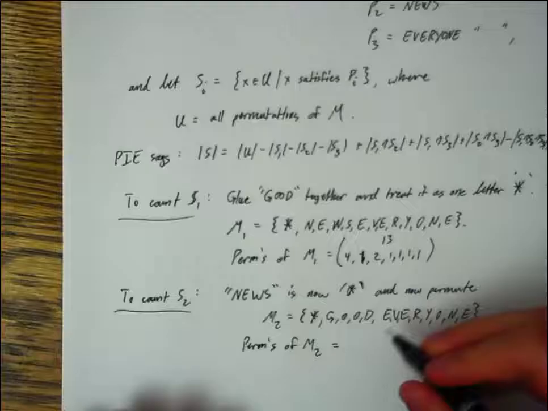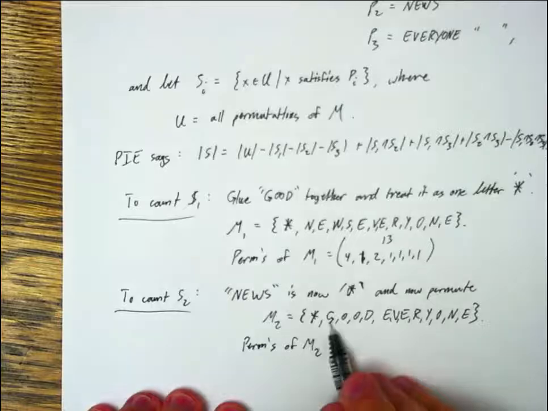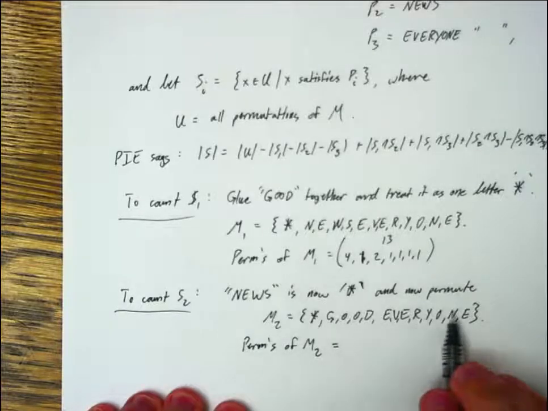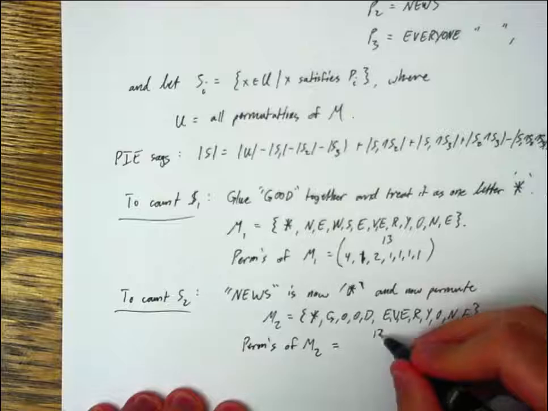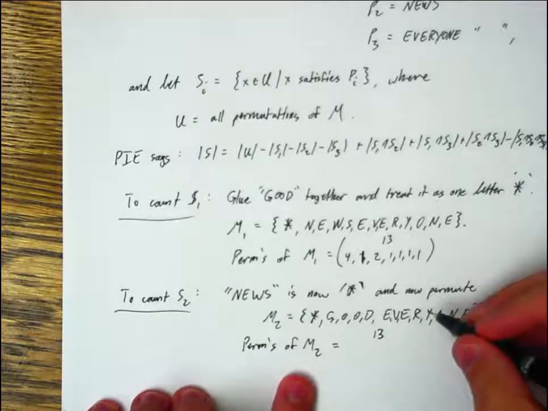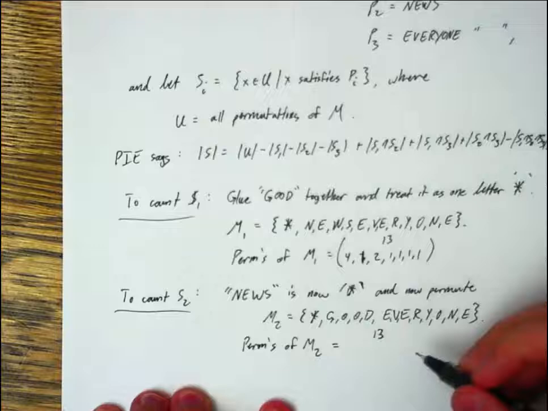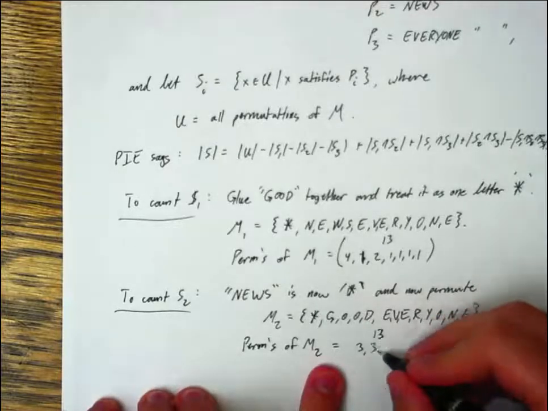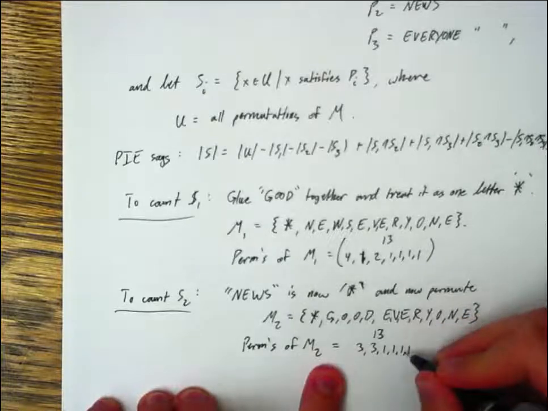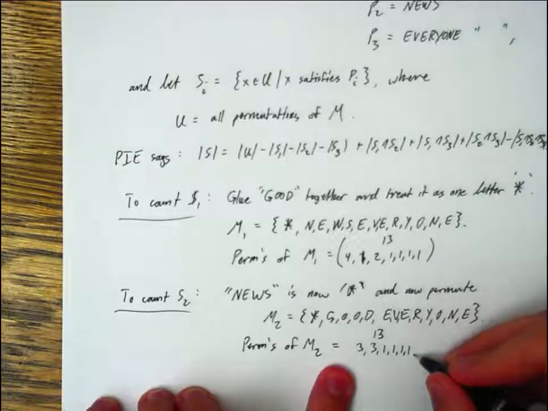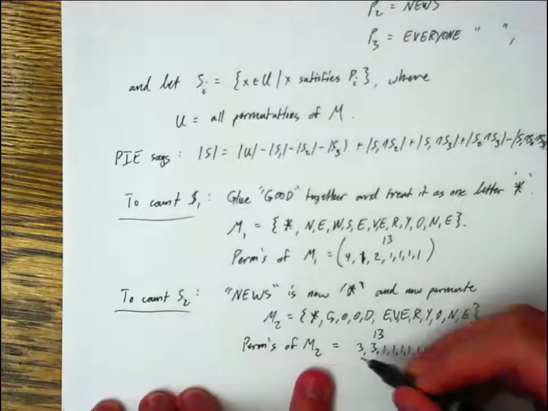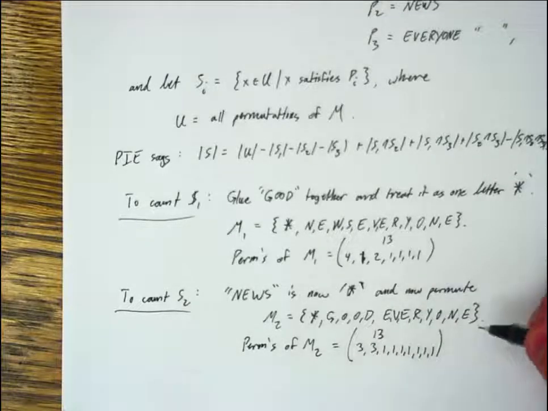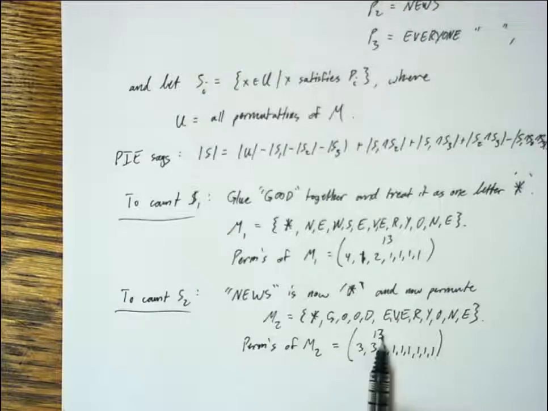Permutations of M2 can be counted using the multinomial coefficient. I have 1, 2, 3, 4, 5, 6, 7, 8, 9, 10, 11, 12, 13 total letters here. Right, and the star accounts for one of them. I get 3, 3, 1, 1, 1, 1. So that's 6, 7, 8, 9, 10, 11, 12, 13. Yes, I have to include all the ones because I need to make sure that these numbers downstairs actually add up to the 13 upstairs.